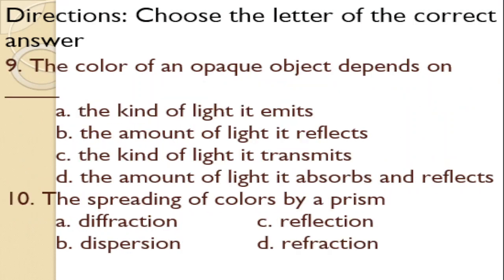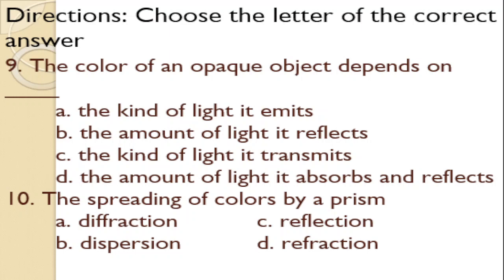Question number 9. The color of an opaque object depends on blank. A. The kind of light it emits. B. The amount of light it reflects. C. The kind of light it transmits. And D. The amount of light it absorbs and reflects.